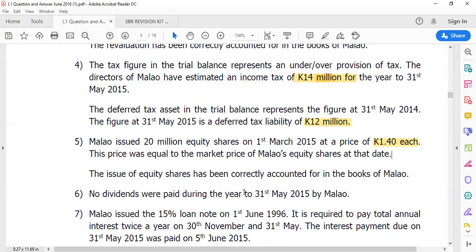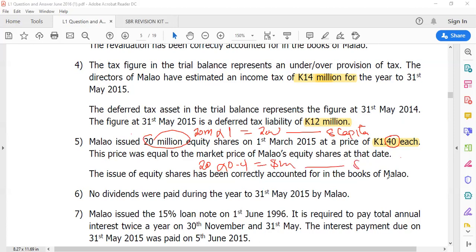Let's just show you quickly because sometimes writing makes more sense. Issued how many shares? Issued 20,000 shares. Those 20 million shares. So what do we do? We simply say 20 million multiplied by one, which is equal to 20 million. This one goes straight to share capital. And then we also say 20 million again multiplied by the 0.4, which when you multiply is going to give you 8 million. This one goes to share premium.